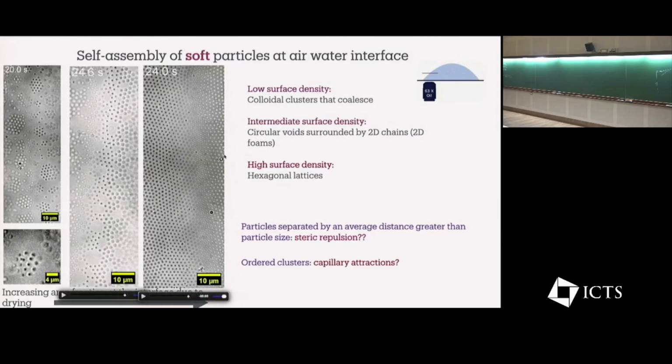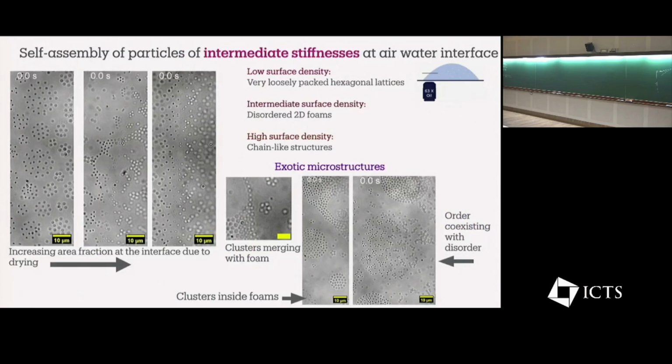Just a couple of takeaways from here. If you look at some of these structures of the particles here, you see that the average distance between the particles is greater than the particle size. That tells me that there is some kind of steric repulsion going on. The fact that these particles are ordered tells me that there is some kind of a long range attraction. And given that we have these particles at the interface deforming the interface, that must be capillary attractions.